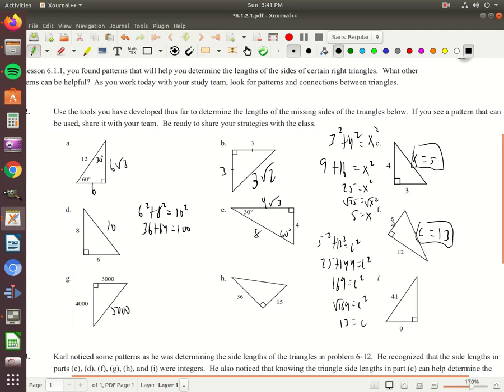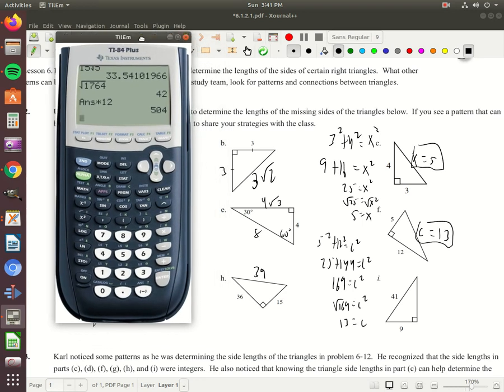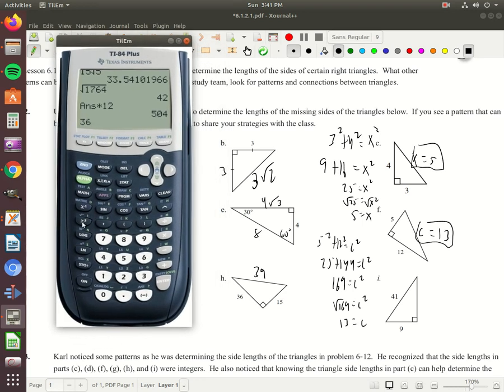And now, hey, let's look. 5 times 3 is 15. 12 times 3 is 36. And 13 times 3 is 39. So again, will that work? If I grab a calculator, will 36 squared plus 15 squared equal whatever 39 squared is? And you can see that they do equal, so that must be 39. So kind of a nice little shortcut there.